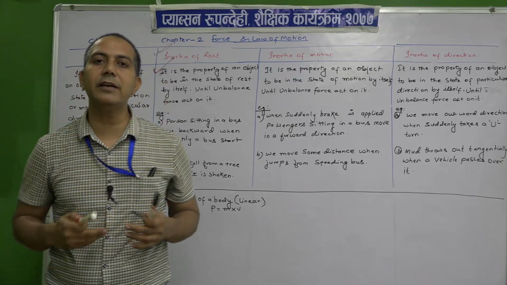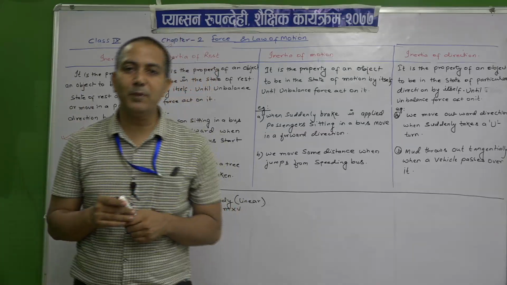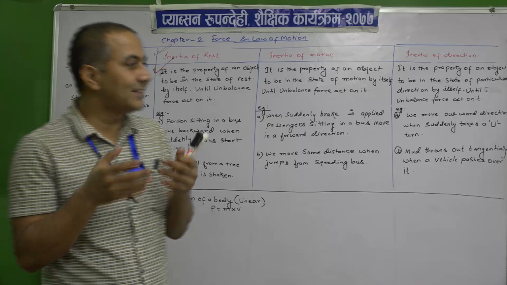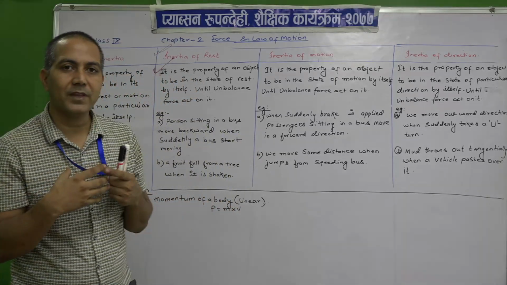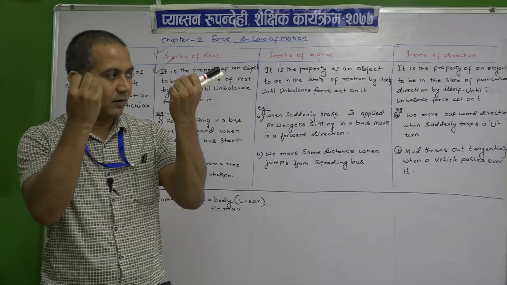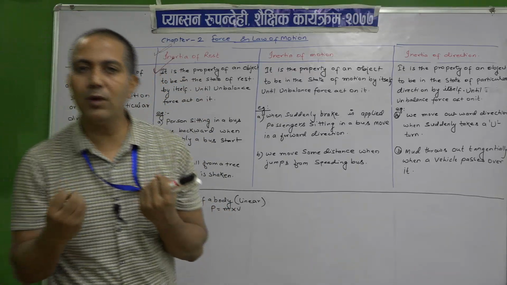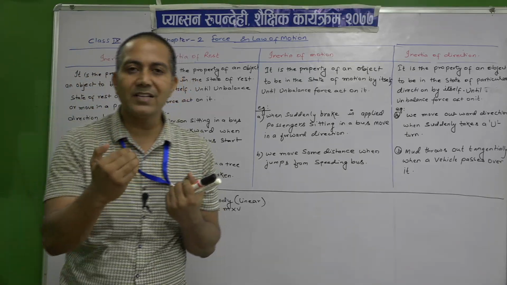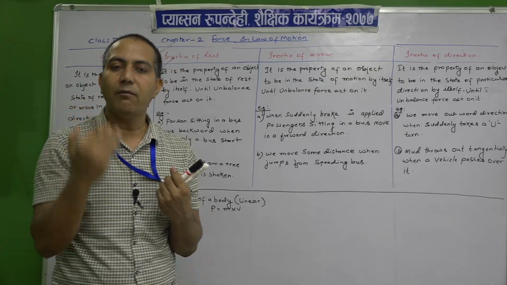Let us take another example. Now it is the season of lychee and mango, isn't it? So, you may shake the tree of the mango and the lychee, then what happens? It will fall down. Why will it fall down? Because of inertia of rest of the fruits.